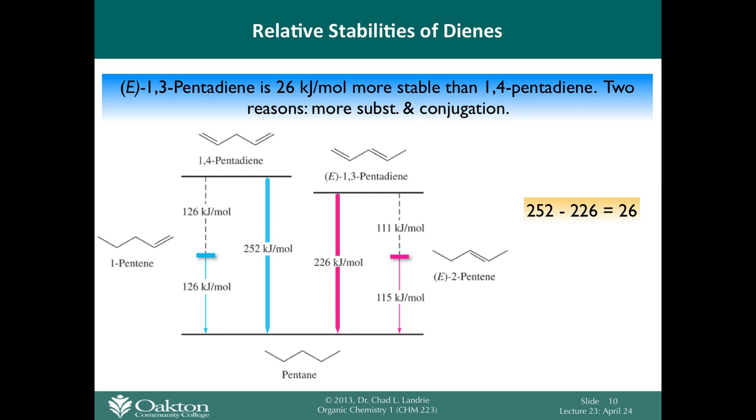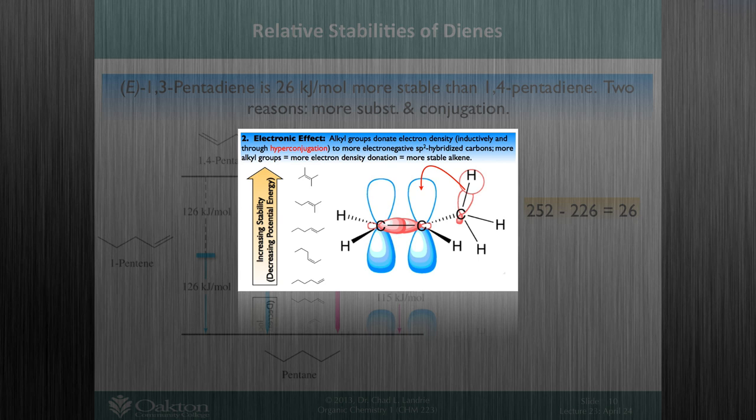There's two possibilities. One is that 1,3-pentadiene contains more substituted double bonds. This double bond is monosubstituted. This double bond is disubstituted. Whereas in 1,4-pentadiene, we have two monosubstituted double bonds. So we could reason that more substituted double bonds are more stable, lower in potential energy. We've seen this trend before. The more substituted the double bond, the more electron donation through hyperconjugation, the more stable.